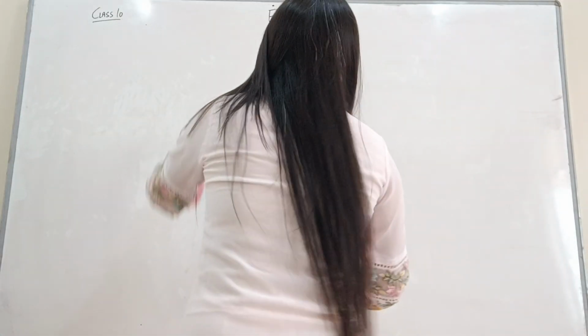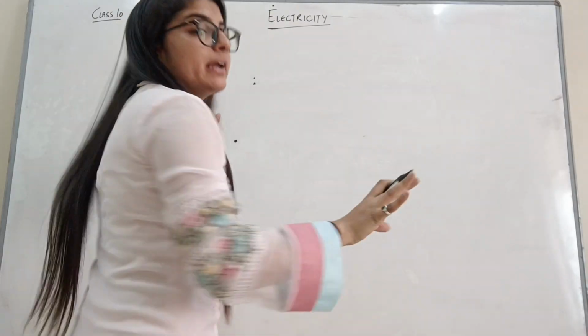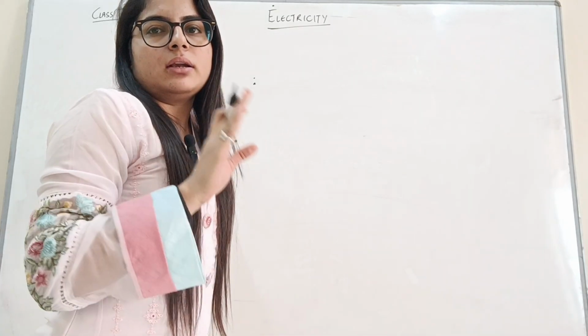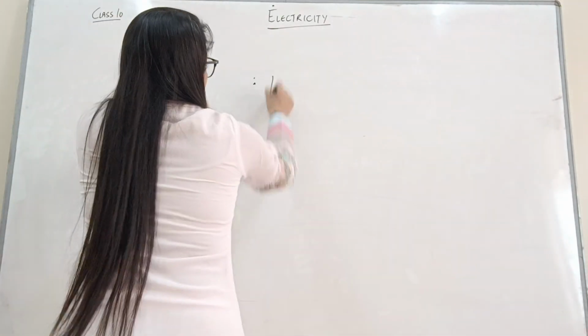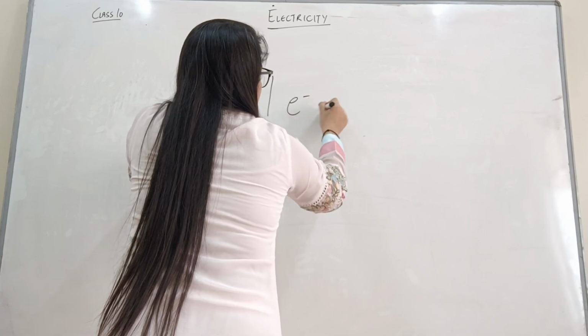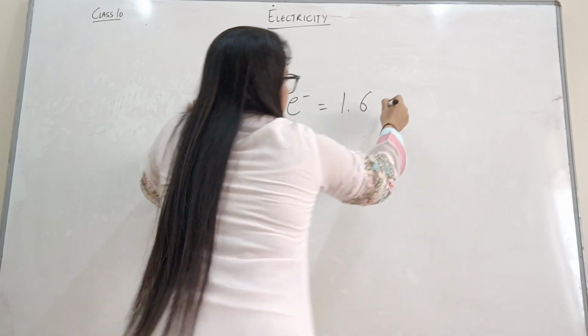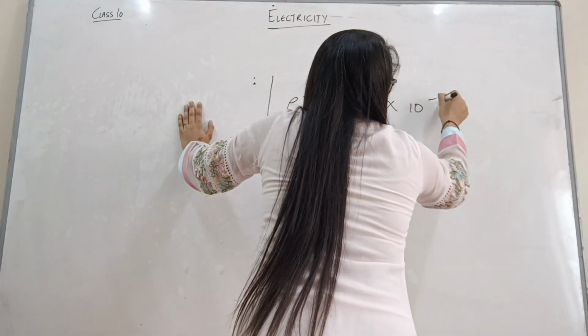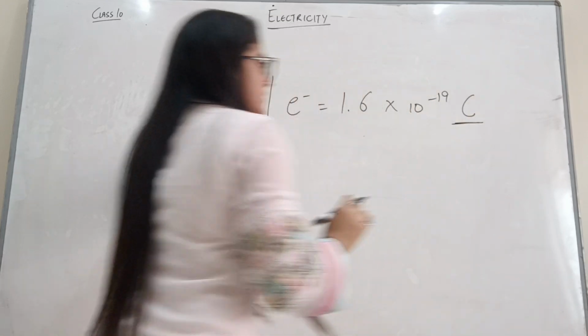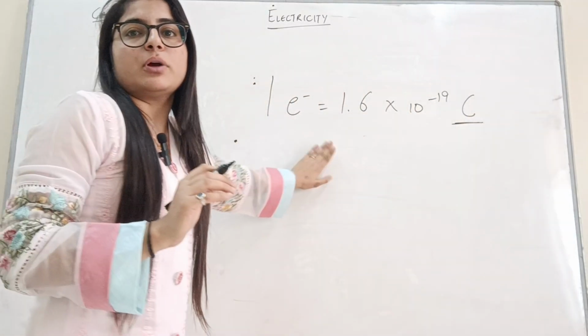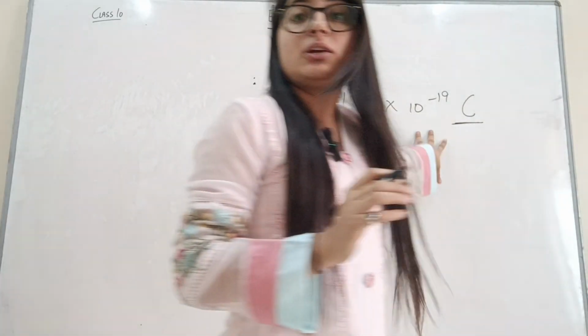As I said, charge is carried by electrons. So one electron has some amount of charge. What is that amount? One electron carries 1.6 into 10 to the power minus 19 coulombs. Coulomb is the SI unit of charge.